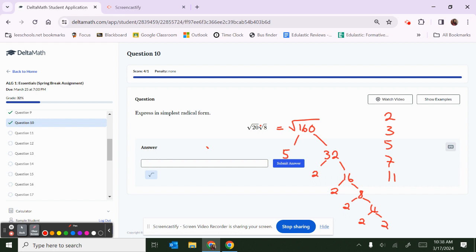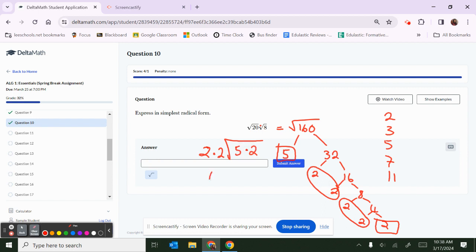Okay. So my pairs, I'm going to circle. So I have one pair of 2s. So that means I have 1, 2 on the outside. But I also have another pair of 2s. So that means I have another 2 on the outside, okay? I have a 5 that does not have a pair. I have a 2 that does not have a pair. So that means those two numbers go underneath my radical and they need to be multiplied by each other, okay?